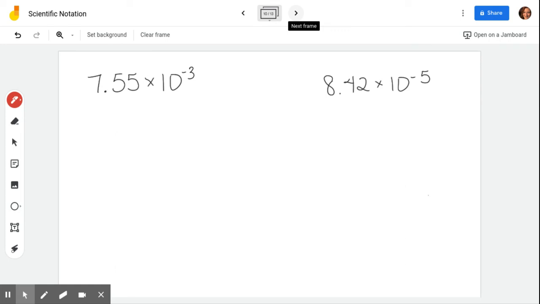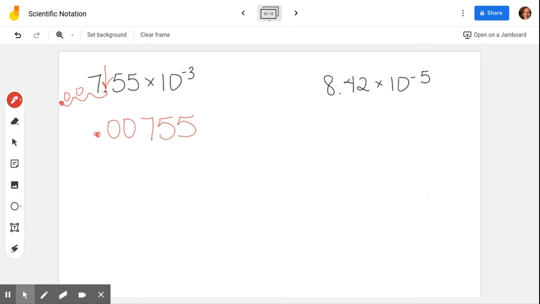If your exponent's negative, what do you think you're going to do differently? Hopefully you said move left. Positive, I move right. Negative, I move left. So exponent of negative 3, I'm going 3 to the left. Pick it up and scoot, scoot, scoot. 1, 2, 3. Lock it in. Fill in the gaps. Rewrite it. 0.00755. That decimal that used to be after the 7 is not there anymore.